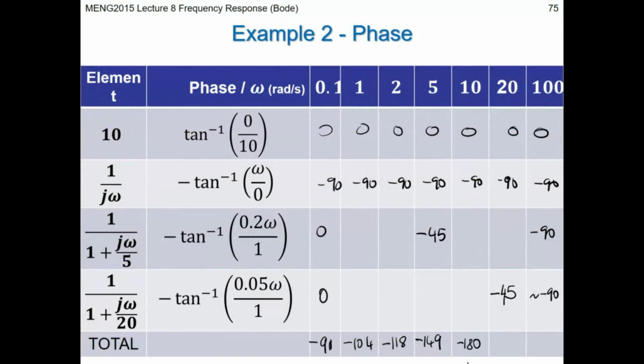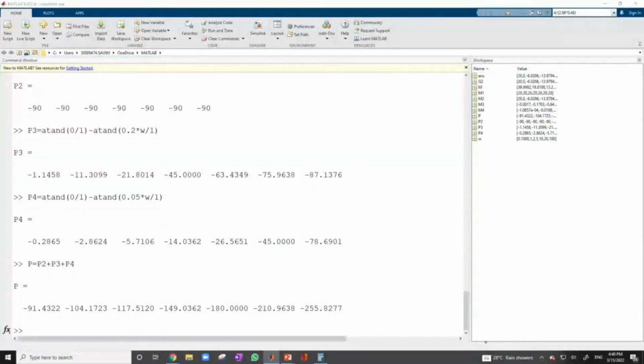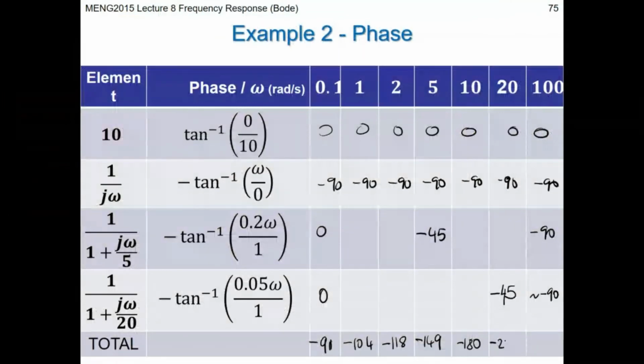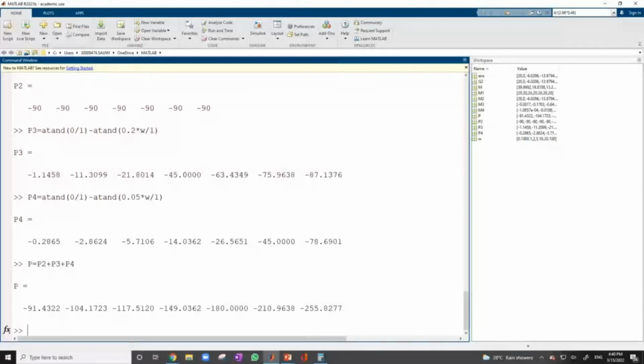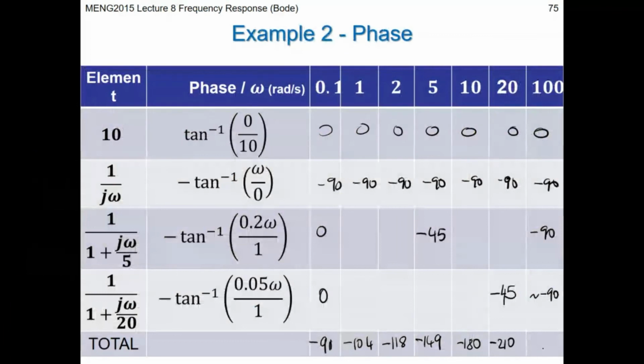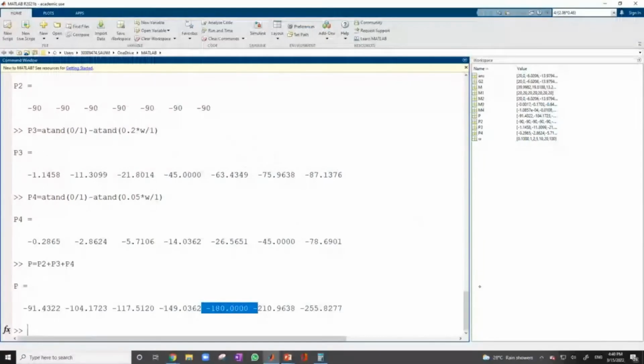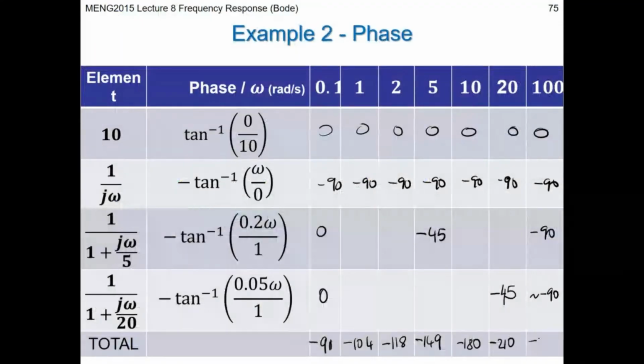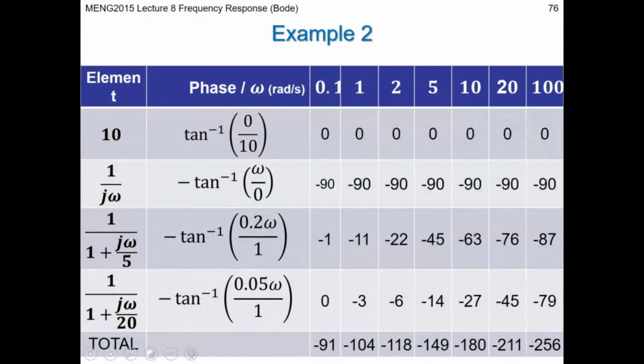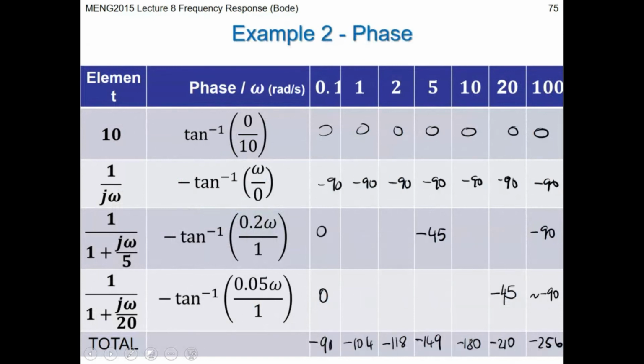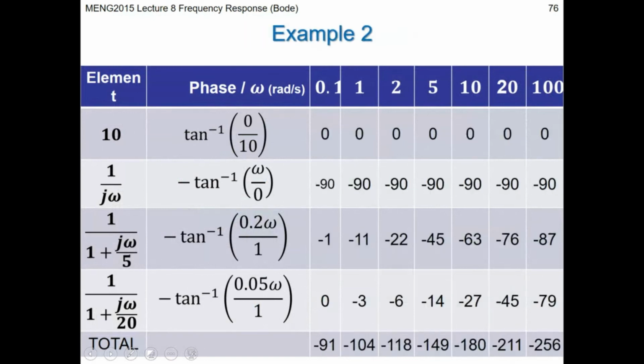And look, we've got a value at 10 of minus 180. So that's useful because we always want to get some value for phase around minus 180, because from there we'll measure our gain margin. Minus 256. Let's see if these line up with what I prepared earlier. Yep. All right, we got the same numbers. Great, that's good. So now we can plot.